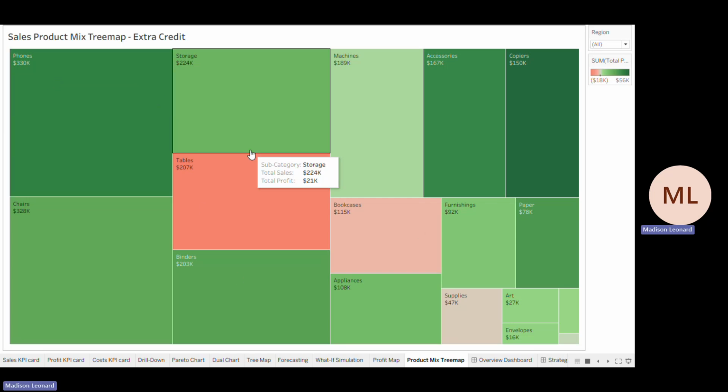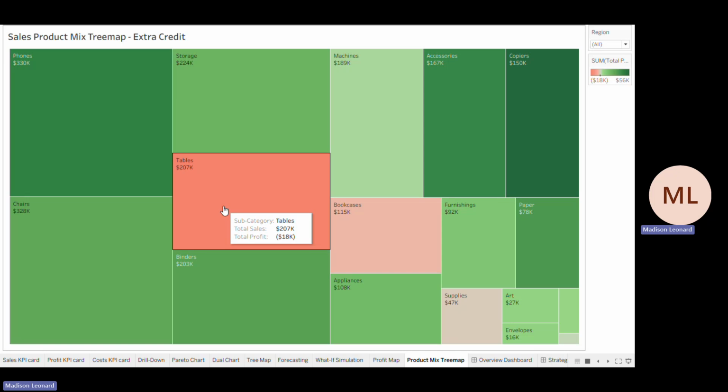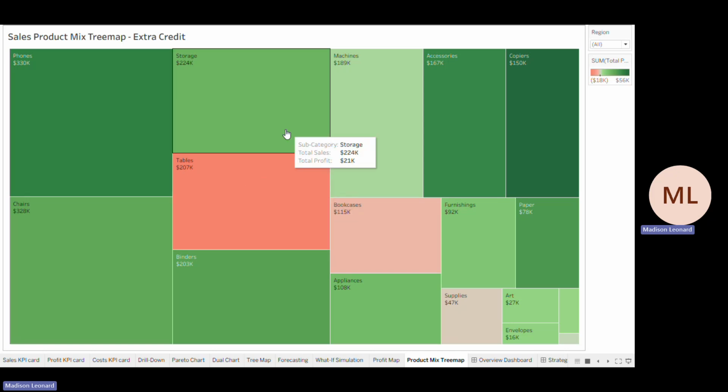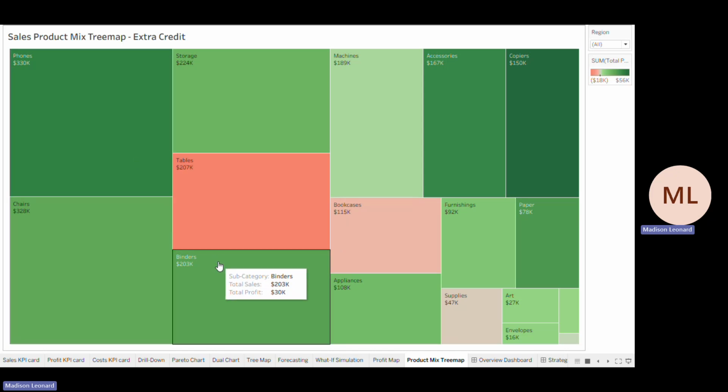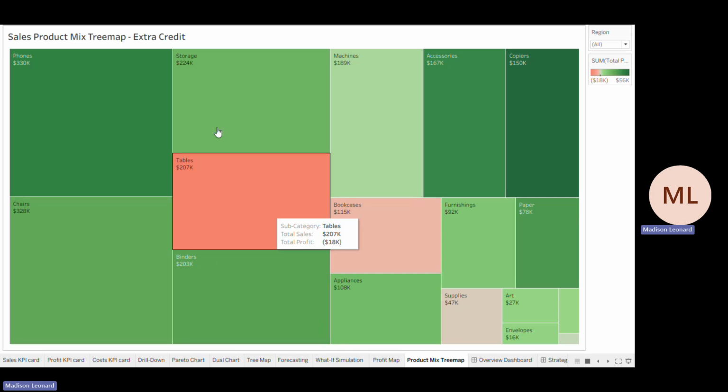But by looking at the colors, you can also see what has a good amount of profit. Well, we can see what's low, like our tables. They have 207,000 sales, but negative 18 profit, where we have the binders that are 203,000 sales, but they're making 30K in profit. So we might need to look at something with the tables, maybe taking some of the supplies out for it, or just increasing sales of the binder because that's what we're making money on.